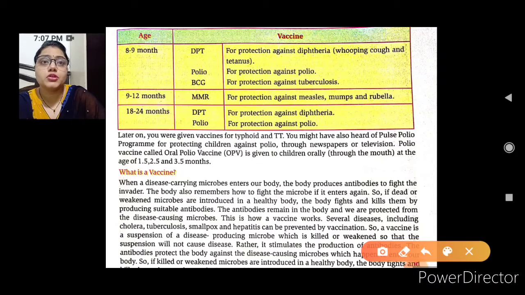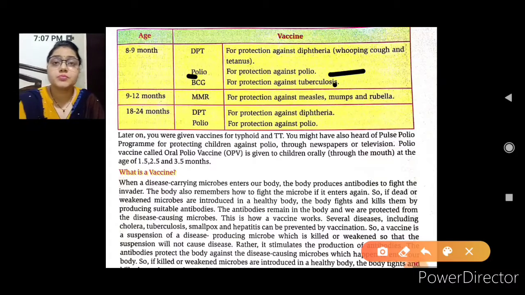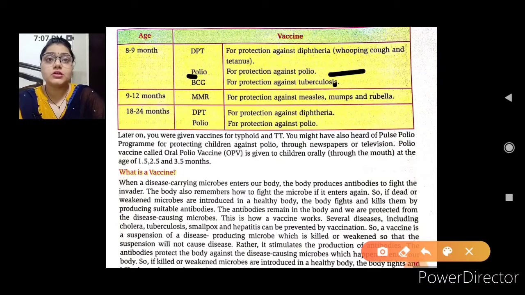Second one is polio. Polio can affect a particular part of the body. Someone has polio in their leg, someone in the hand, in their mouth as well. So it is not only for a single part of a single person. A single person can be affected by polio in many parts of the body. So for that, the polio vaccine is given to the child, to protect with the help of this vaccine. Clear?